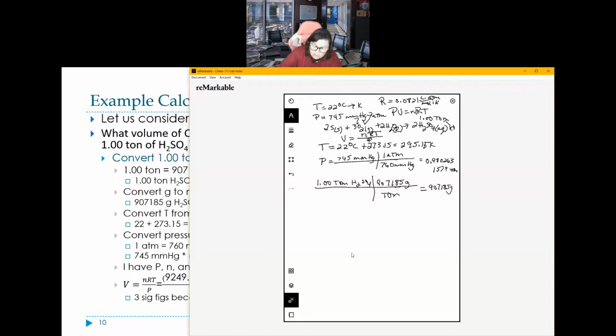907185 grams of H2SO4 is not in moles, so I'm going to convert that. When in doubt, convert to moles. The molecular weight of H2SO4 is 98.079 grams per mole from my periodic table. And that gives me an answer of 9249.533333539 mole H2SO4.